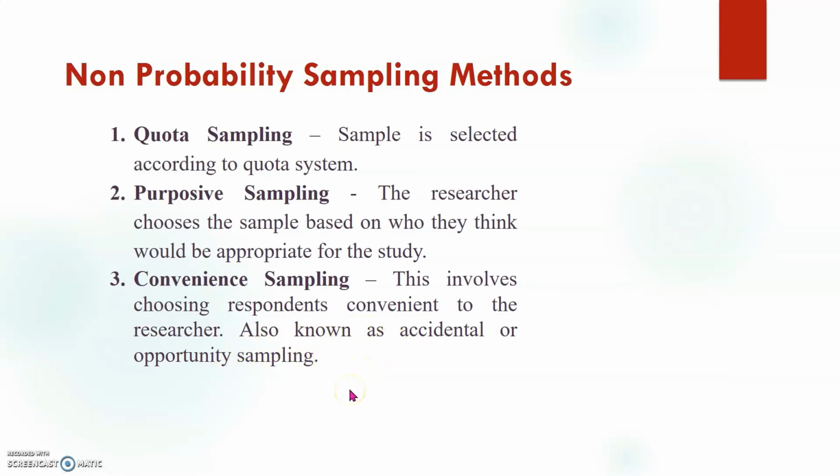Okay? So again, as I recall, we have probability sampling methods and non-probability sampling methods. For probability sampling methods, we have the simple random sampling, systematic random sampling, stratified random sampling, and the cluster or area sampling. And for non-probability sampling methods, we have the quota, purposive, and convenience sampling. So I hope you get to distinguish the differences among those sampling methods and proceed to your activity.